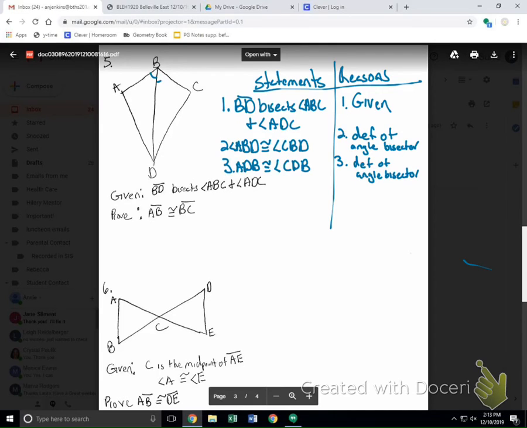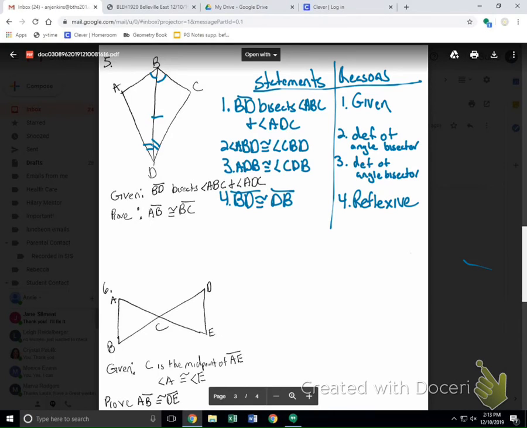We just stated that this is congruent to this, and this is congruent to this. What else can I do here? Reflexive property. Yep, so we have DB, which is congruent to itself. I said it backwards, but that's reflexive.